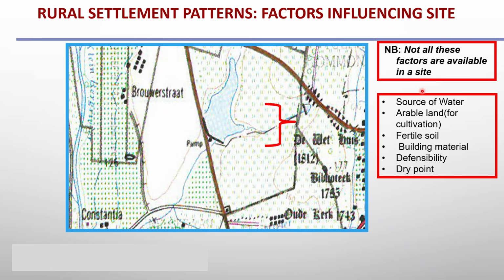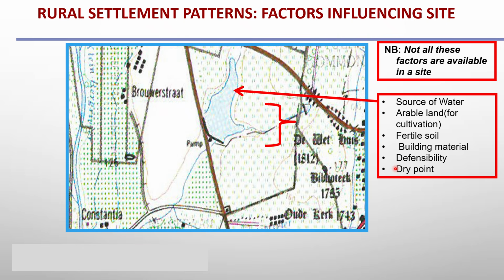Now, remember, not all of these factors are available in a site, right? Not all, but some of them can apply. These are some of the factors we spoke about. Water was one of them. We spoke about fertile land, arable land for cultivation, fertile soil, building materials, wood, defense, the one I just showed you, and a dry point. We're going to dive deeper into that one soon.